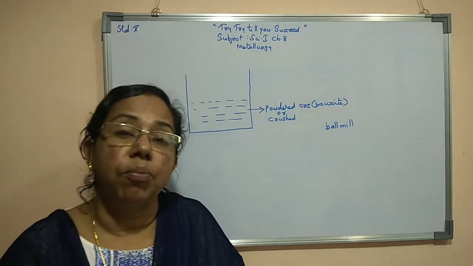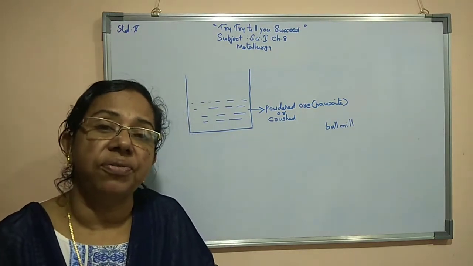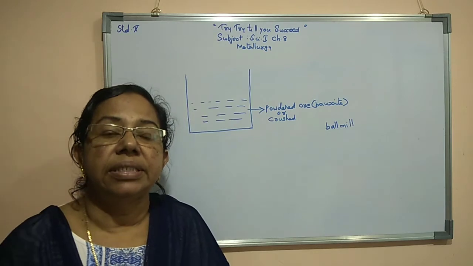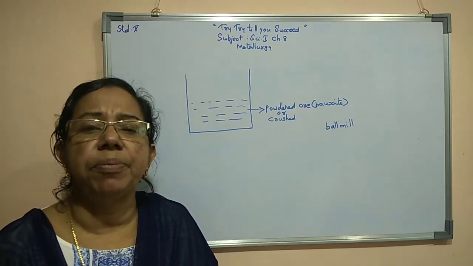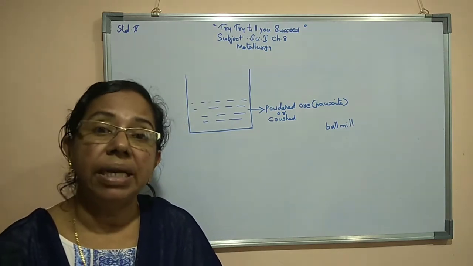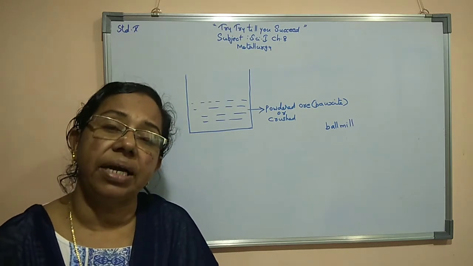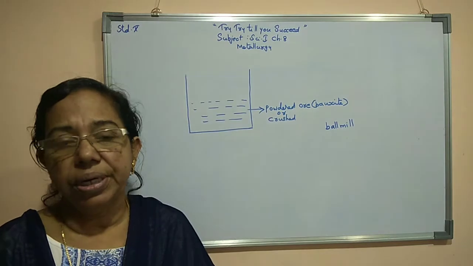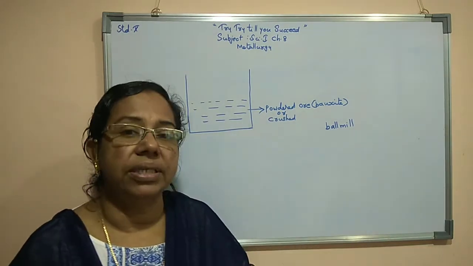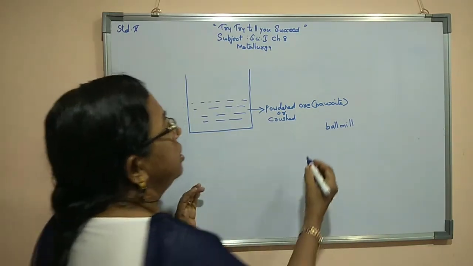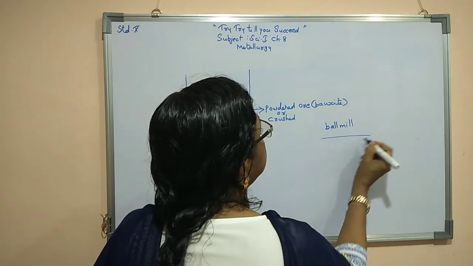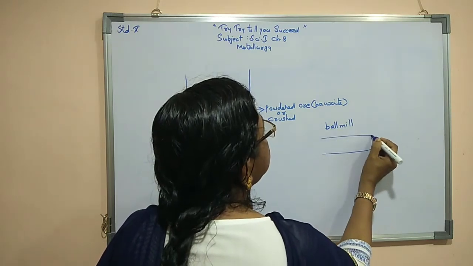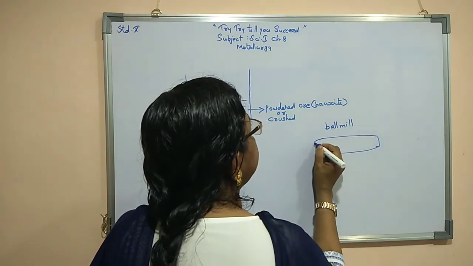Now, what is a ball mill? You people are already aware of the grain mill. Grains we take for milling, powdering. For that we take wheat and all into the mill. So that mill you know. Here, the other mill is known as a ball mill. Its shape is almost cylindrical. A cylindrical container, I can say.